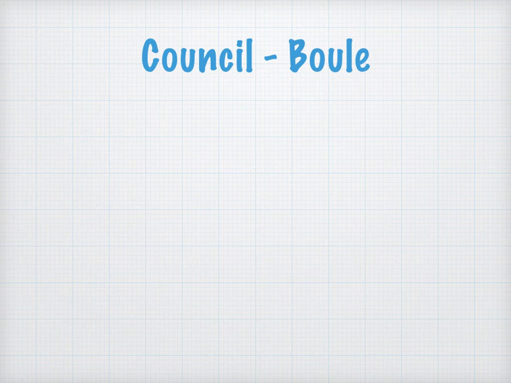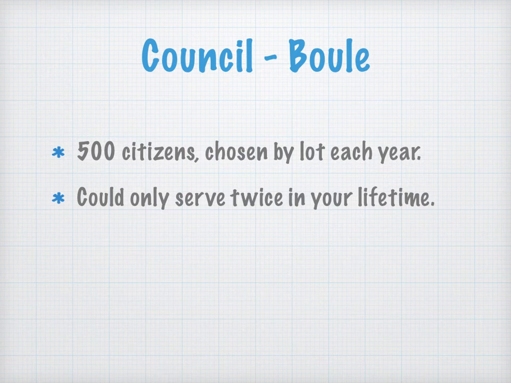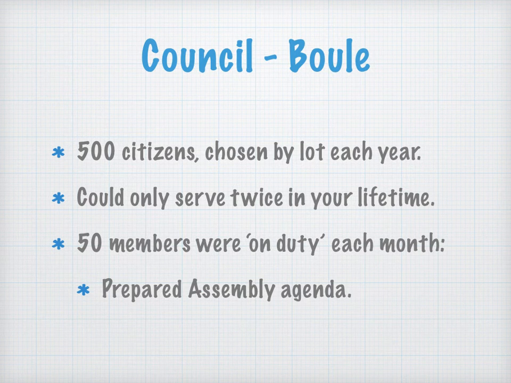As well as this, there was also the council, known in Greek as the boule. This was made up of 500 citizens, and they would be chosen randomly, by lot, like drawn out of a hat each year. You could only serve twice in your lifetime, but most citizens would serve on the council at least once in their life. And 50 of them would be on duty each month, and their most important job was to prepare the agenda for the assembly, so kind of make up a list of what would be discussed in each meeting of the assembly, to just give a bit more structure to that meeting of so many citizens.